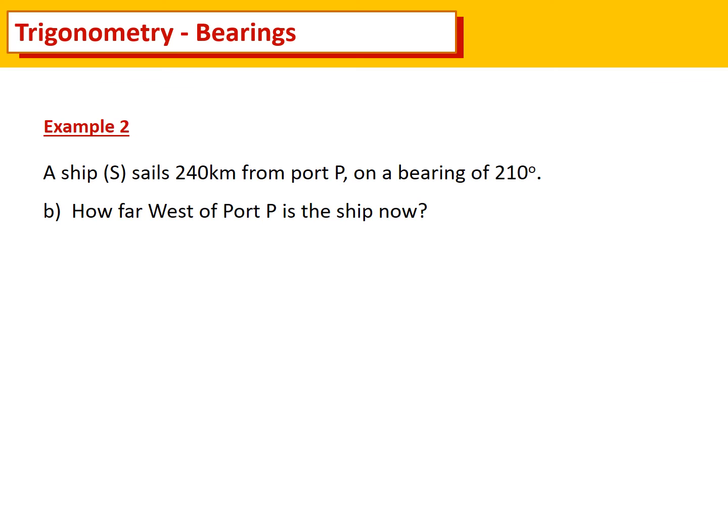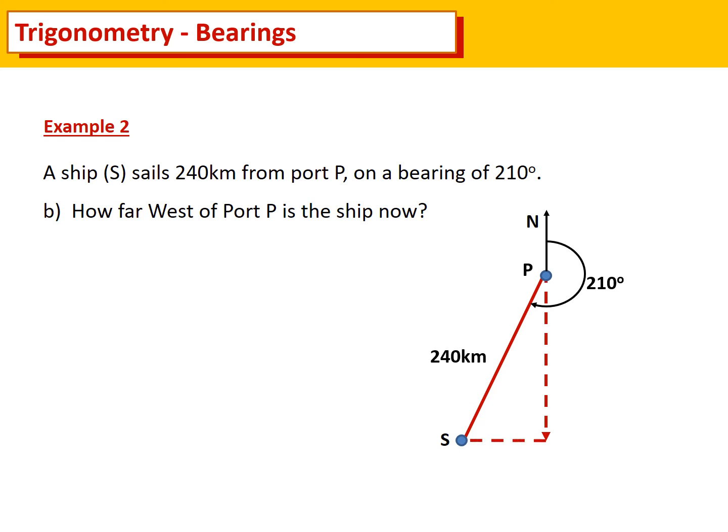Now in part B, if it had asked for how far west of the port is the ship, so there's the port, there's the ship, west is horizontally to the left, so it would be this distance here, which is the same as the distance x marked on in the triangle. So there's our 30 degrees.